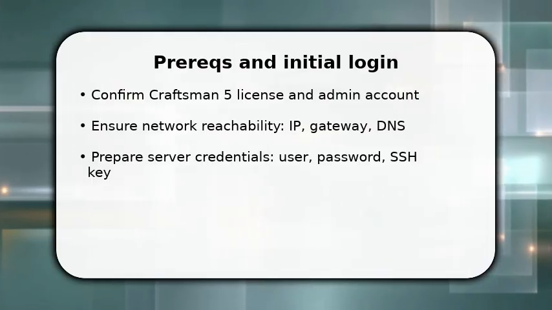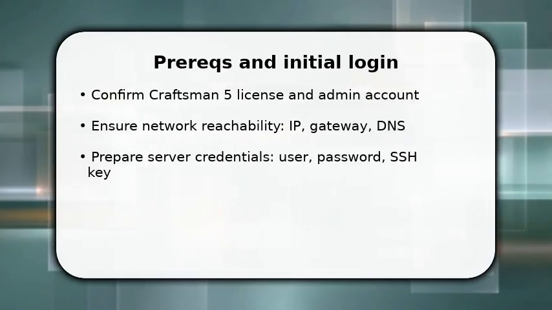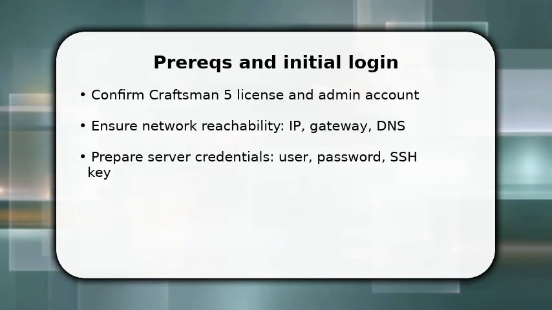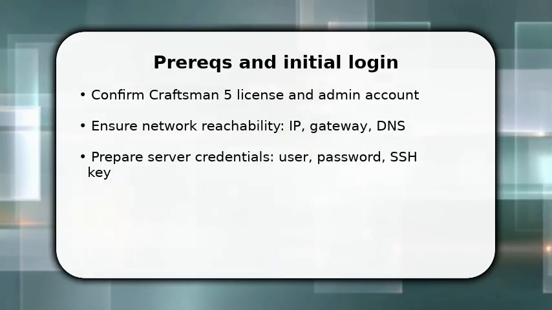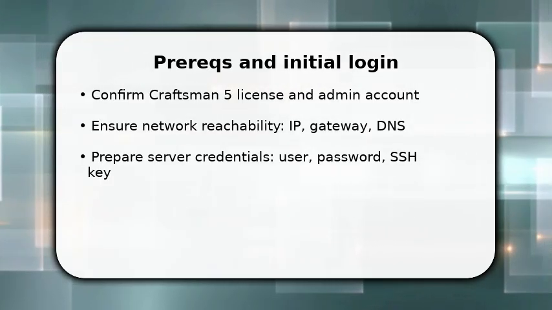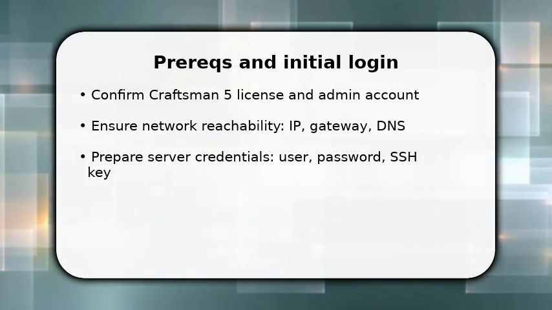You start by verifying prerequisites so the install won't fail. Confirm your Craftsman 5 license and an admin account, and ensure the target server is reachable over the network. Once done, make sure DNS resolves the host and note the static IP, gateway, and any proxy details. Next, prepare credentials: a local admin user plus an SSH key or password.